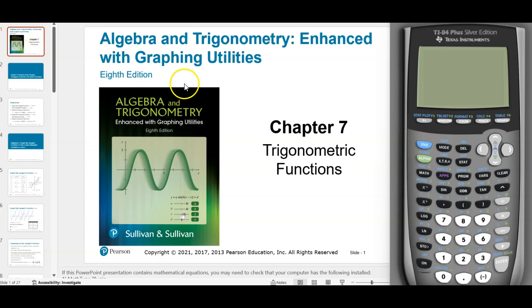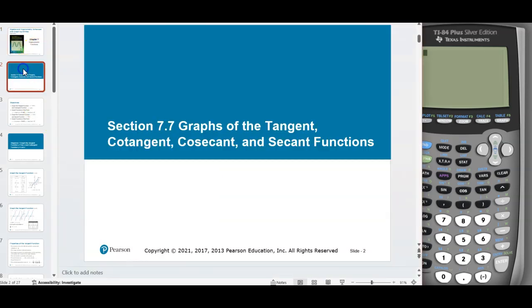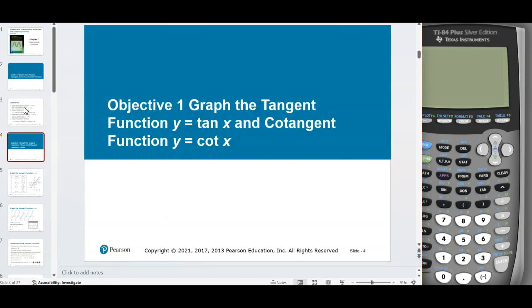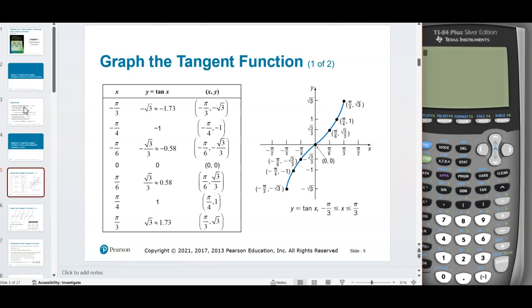Hey trig class, let's look at the notes from section 7.7. This is the graphs of the other four trig functions: tangent, cotangent, cosecant, and secant. All right, we're going to start off with tangent and cotangent, and then we'll look at the forms where we alter those, and then we're going to look at the graphs of secant and cosecant, and then the alterations of those. So starting off with tangent and cotangent.